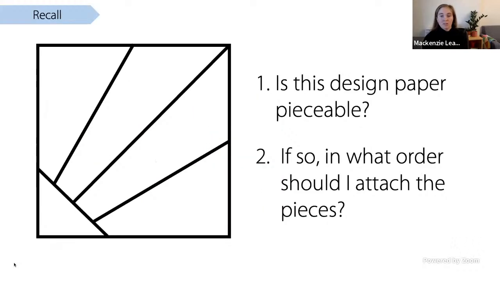So recall our 2 key questions. Is a given design paper pieceable? And if so, in what order should I attach the pieces? So now we can use a greedy leaf plucking process on our hypergraph to answer these questions.